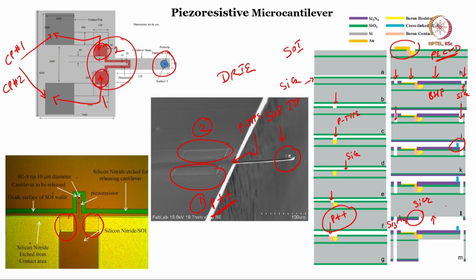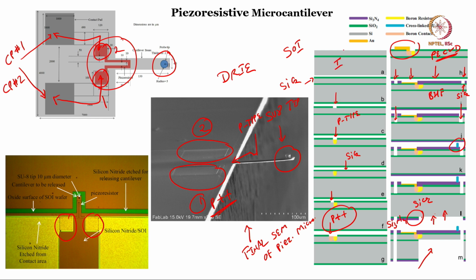and then whatever silicon you can see, you can go for DRIE so that you can get the final cantilever, which is shown in this particular image, right. This is a final SEM image of a piezoresistive micro cantilever. Okay, we will repeat it once again.